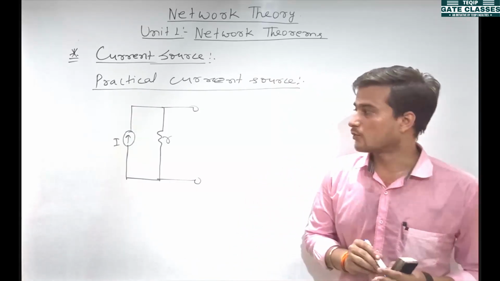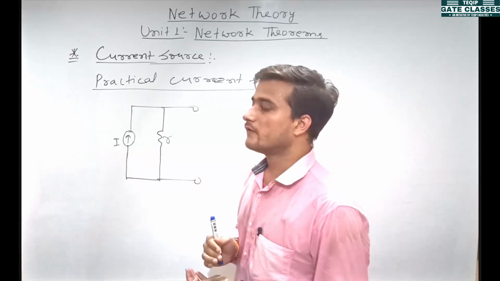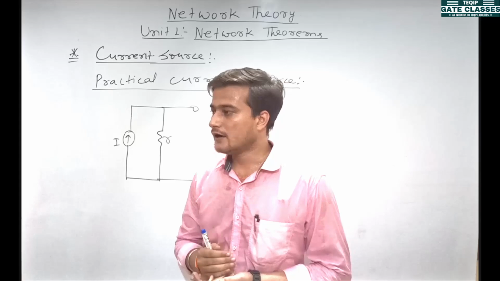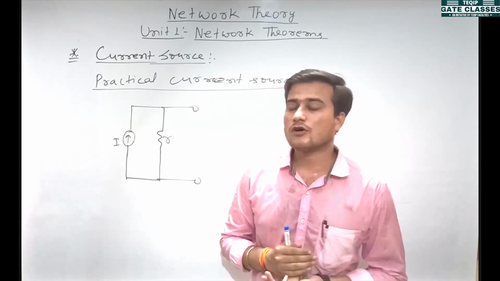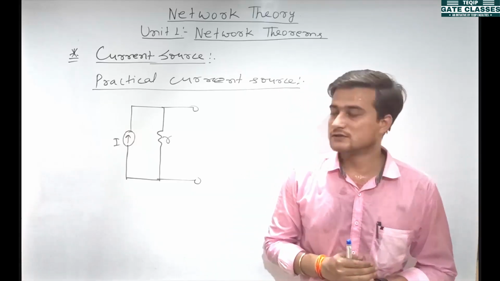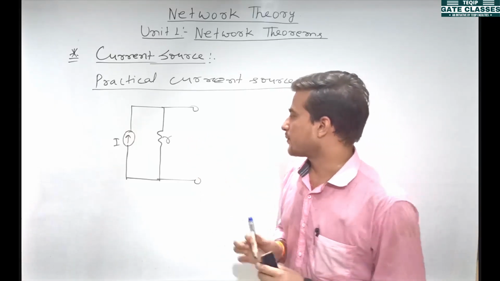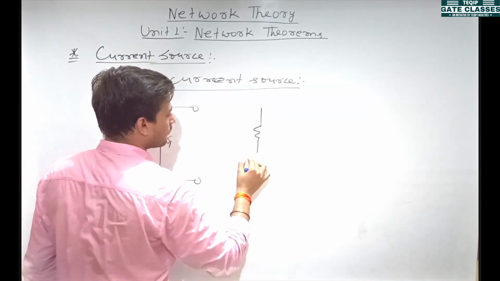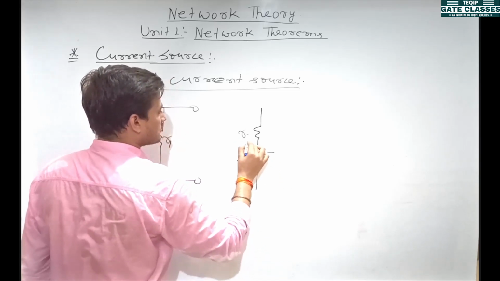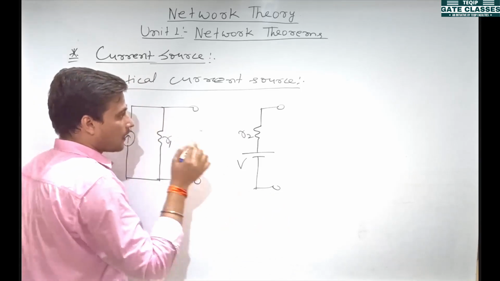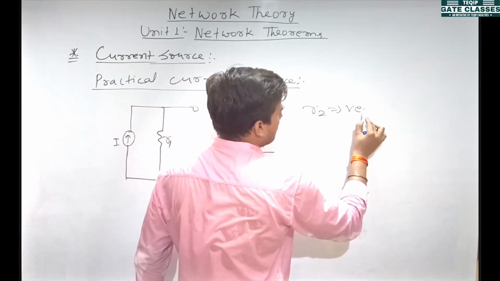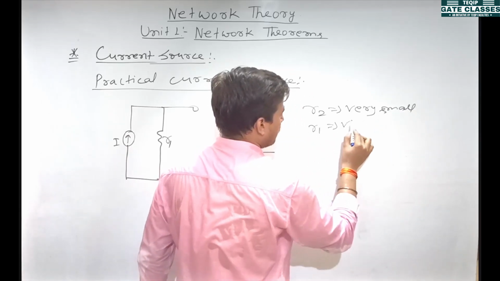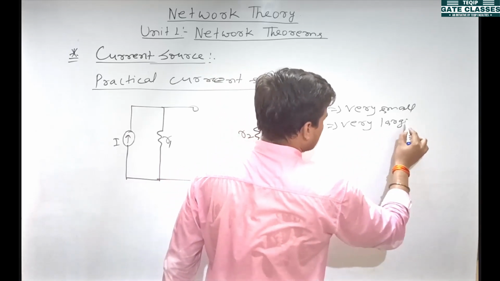Note one more point, that the value of internal resistance of a practical voltage source is very small and the value of internal resistance of a practical current source is very large. That means here you have a practical current source. Suppose its internal resistance is R1. If you are having a practical voltage source V, suppose this is R2. So you will write R2 very small and R1 very large. Why?